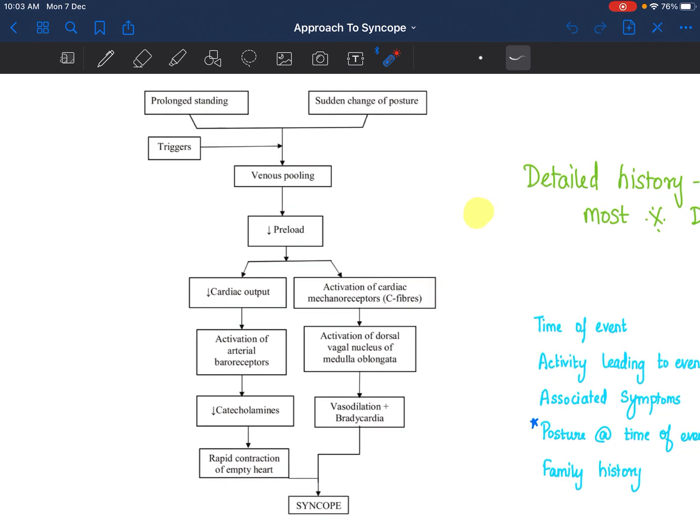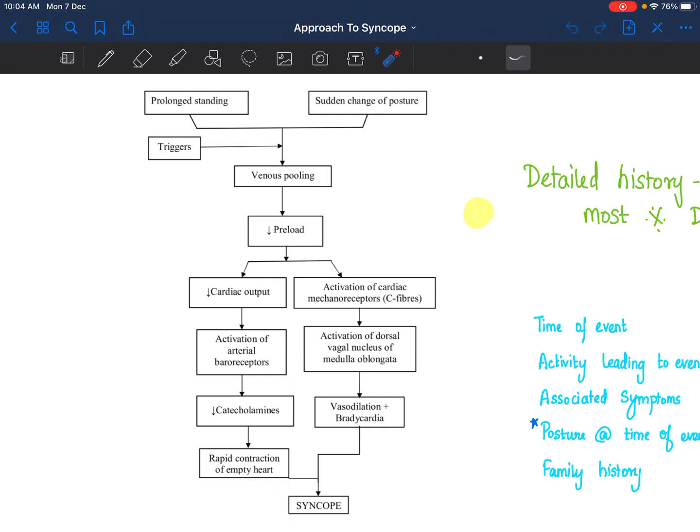Prolonged standing or sudden change in posture results in venous pooling. So, when the blood is pooled in the periphery, there is going to be decreased venous return resulting in decreased preload. Decreased preload means decreased cardiac output, which means there is going to be activation of arterial baroreceptors. This results in increased catecholamines, resulting in rapid contraction of heart. But you are just putting a motor to an empty tank because there is decreased preload. So, there is rapid contraction of an empty heart.